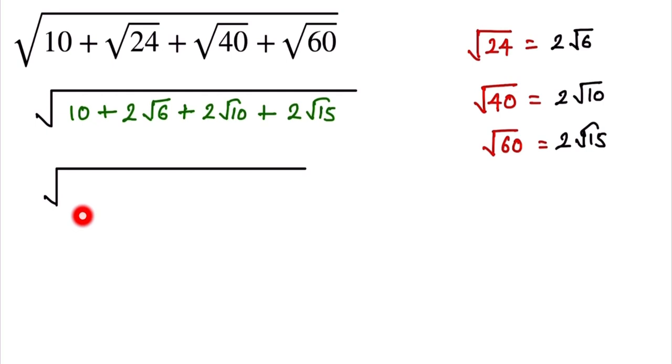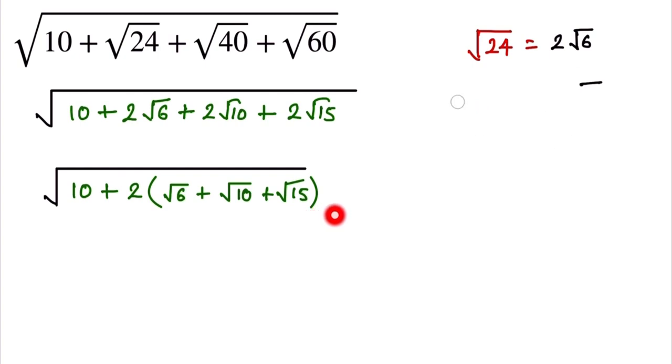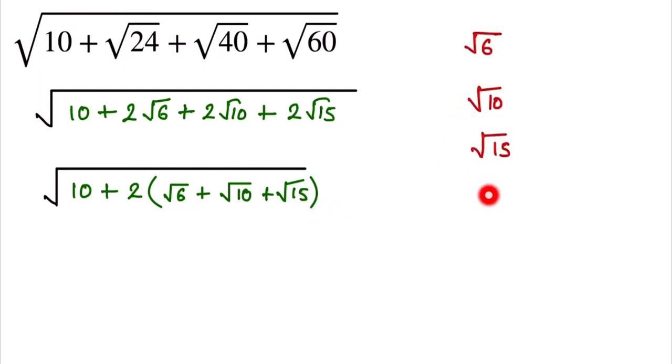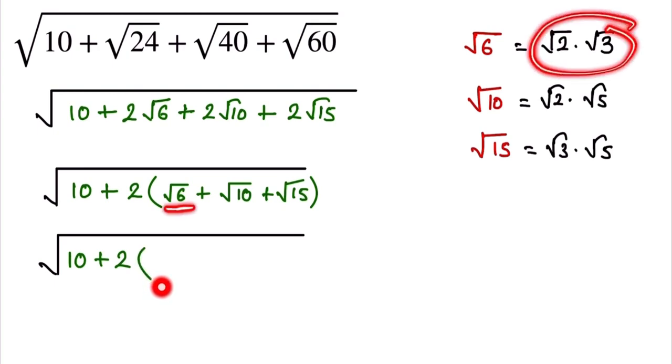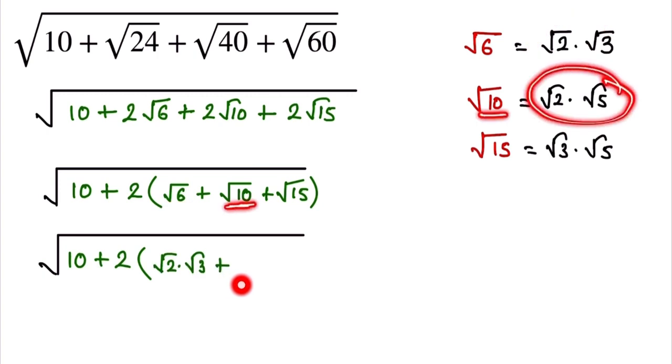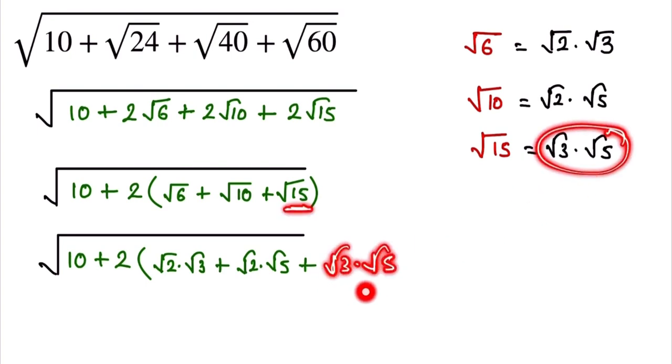Now we notice in this expression that 2 is common in all of them, so we take the common 2. Here we have square root of 6 plus square root of 10 plus square root of 15. Now we break these: square root of 6 can be written as square root of 2 into square root of 3, square root of 10 as square root of 2 into square root of 5, and square root of 15 as square root of 3 into square root of 5. So now we put these values in their places: 10 plus 2 into square root 2 square root 3, plus square root 2 square root 5, plus square root 3 square root 5.